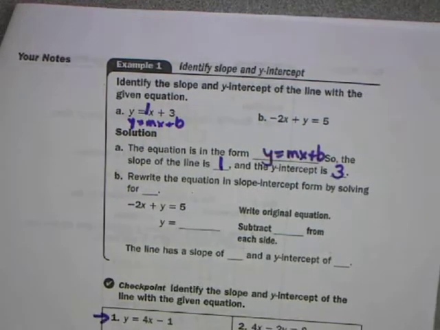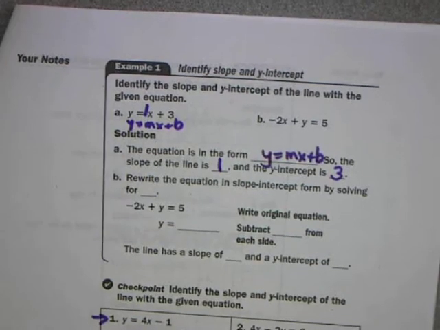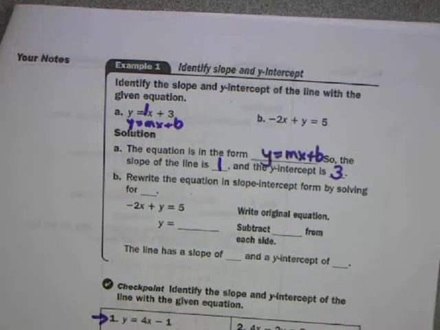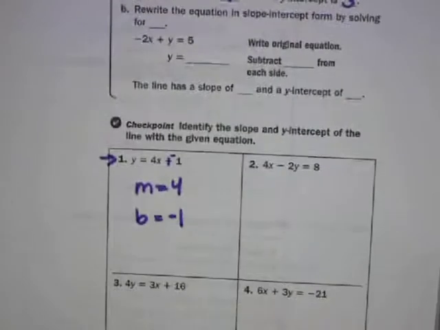Okay, so go ahead and do number 1 right now. Pause the video, and then come on back and see how you did. You should have said that the m is 4, and the b is negative 1. Did you catch that? That's like adding a negative. Okay, there it is.